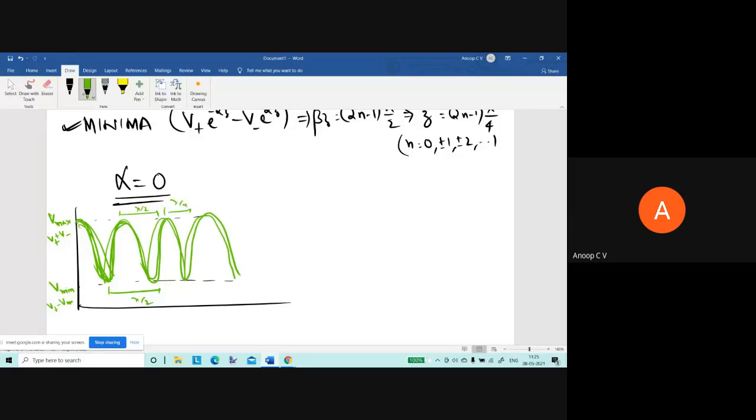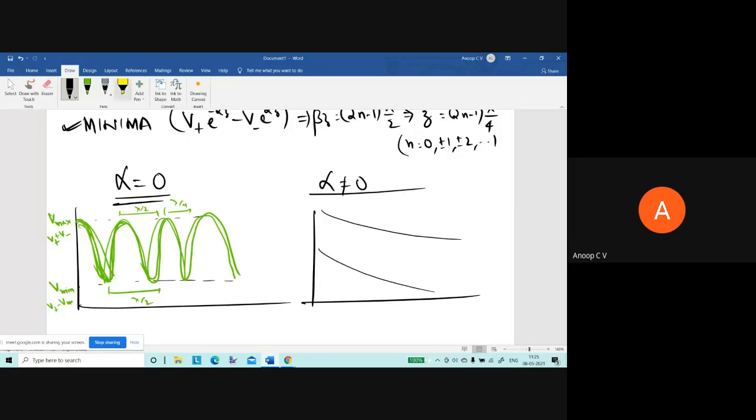Right. So similarly, for alpha not equal to 0, that is a lossy line, what happens we have seen, it looks almost like this. Vmax is this curve, and Vmin is the bottom curve, right? So Vmax will be V plus e power minus alpha z plus V minus e power alpha z, and Vmin is V plus e power minus alpha z minus V minus e power alpha z, right?